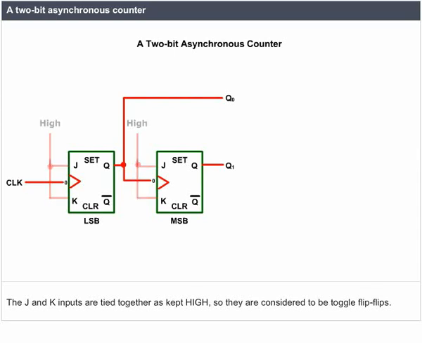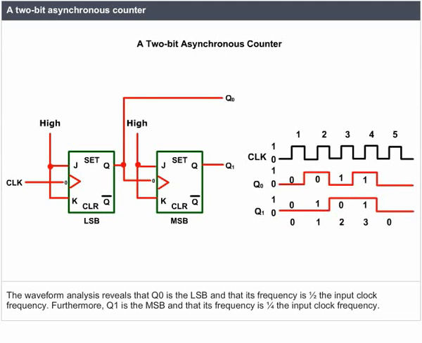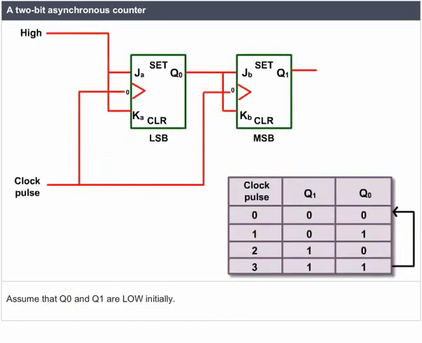The J and K inputs are tied together and kept high, so they are considered to be toggle flip-flops. The flip-flops are positive edge triggered. The waveform analysis reveals that Q0 is the LSB and that its frequency is half the input clock frequency. Furthermore, Q1 is the MSB and its frequency is 1/4 the input clock frequency. The count sequence is 00, 01, 10, 11, where the LSB is Q0. Thus, it is a MOD-4 binary up counter. Assume that Q0 and Q1 are low initially.